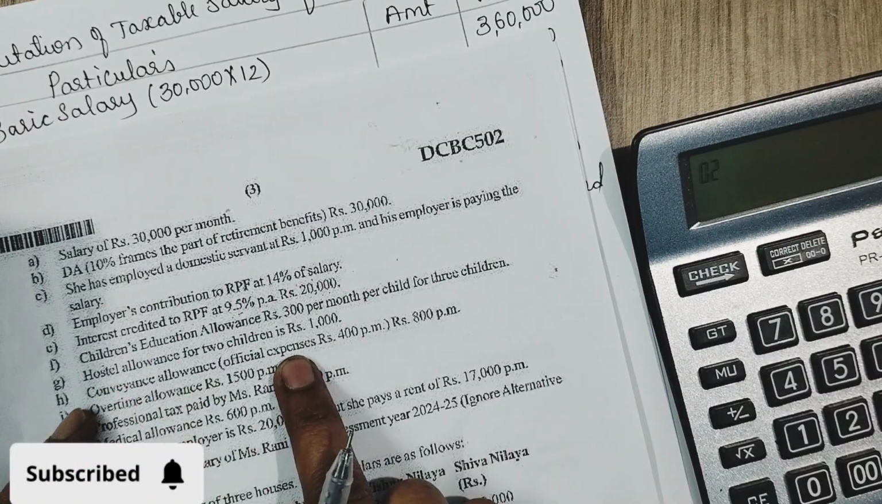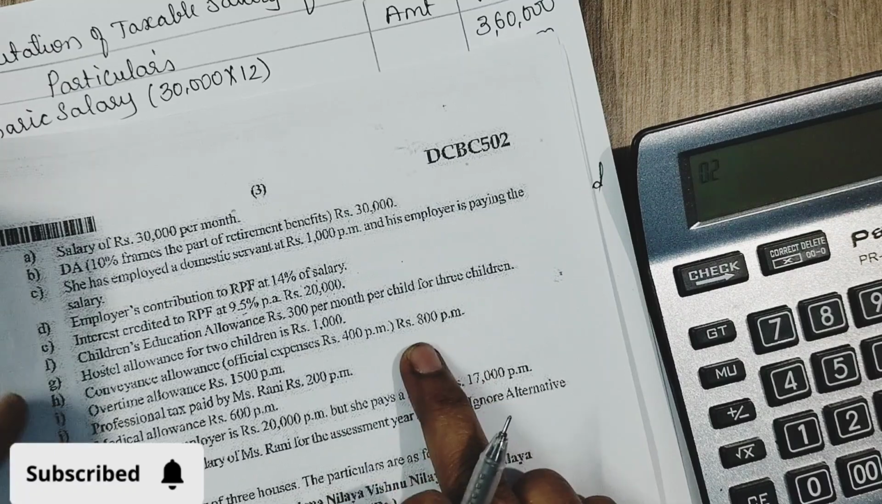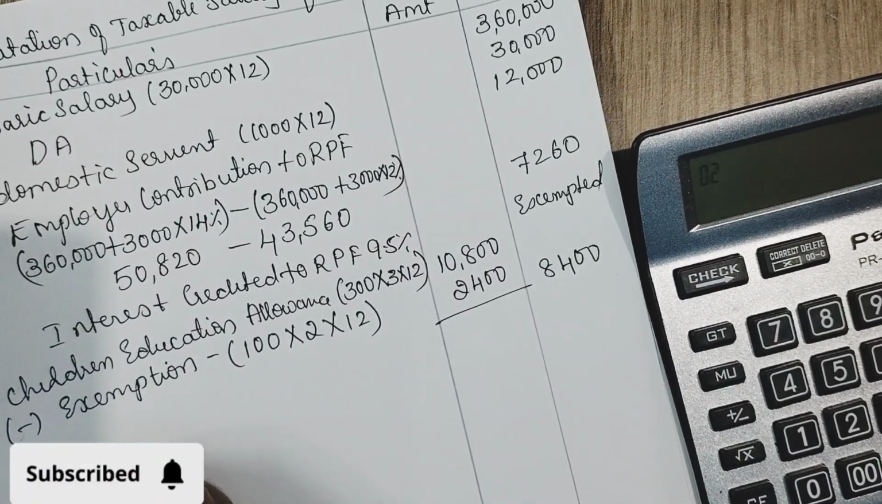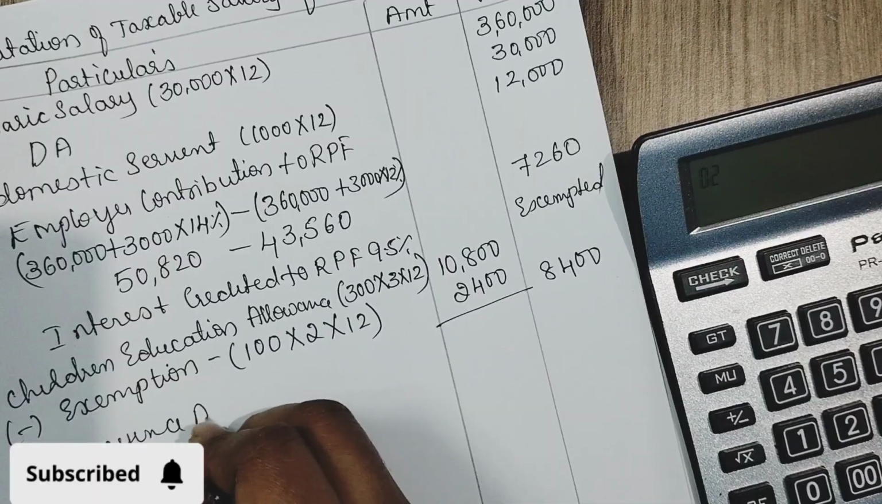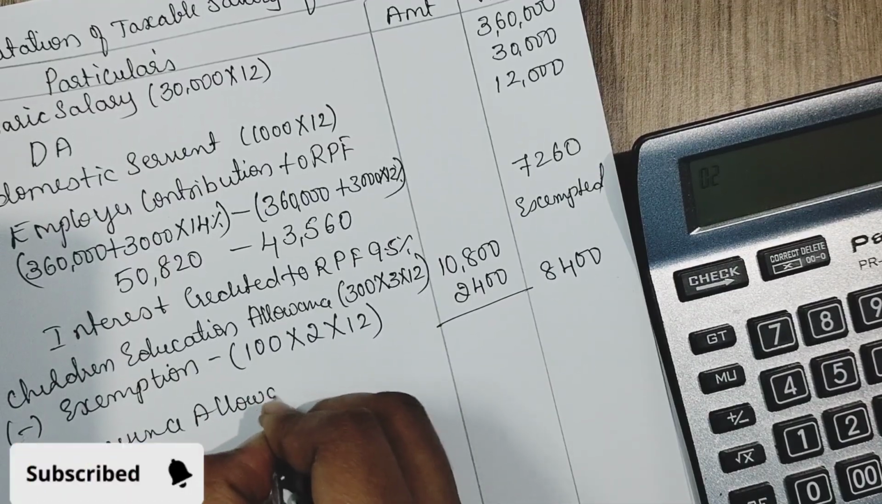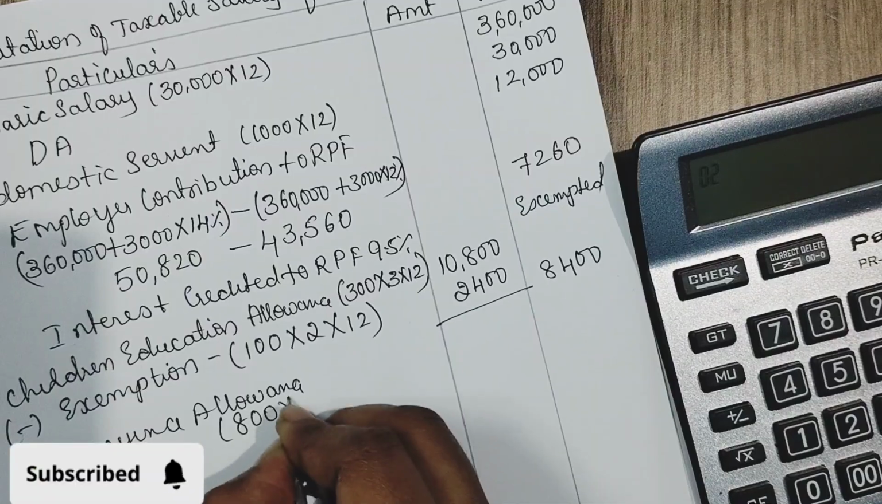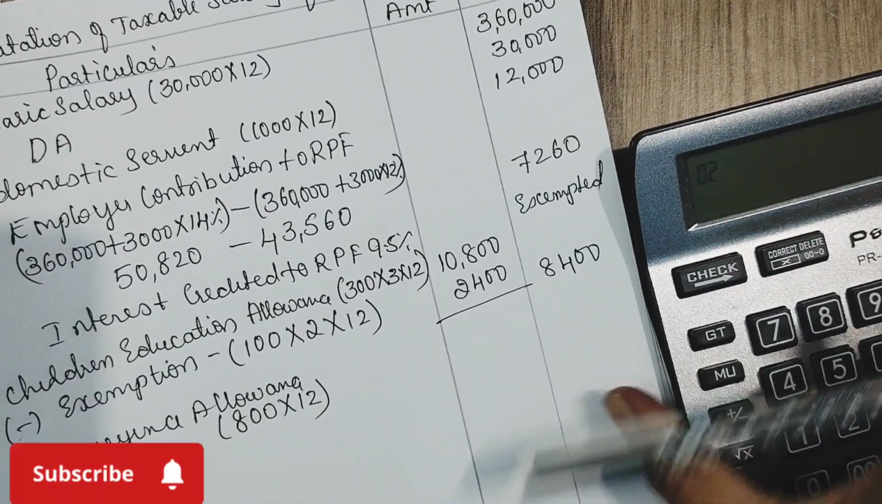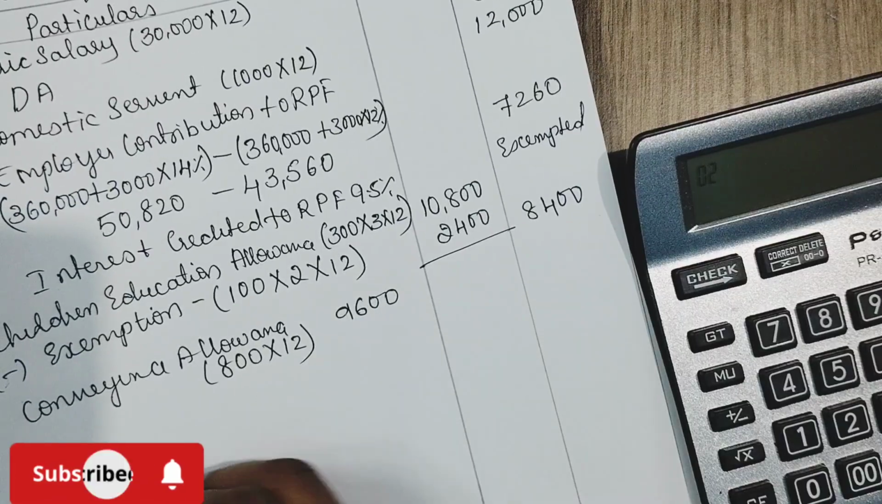The next is conveyance allowance. Official expenses is 400. 800 is total conveyance allowance. So conveyance allowance 800 per month for 12 months. 12 8s are 96, 9,600.